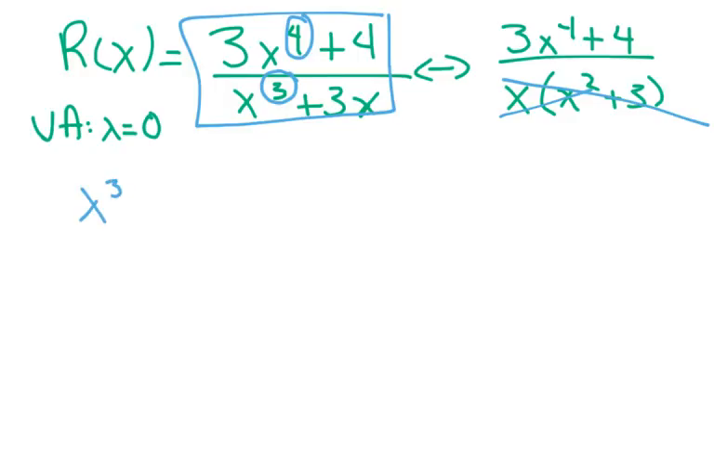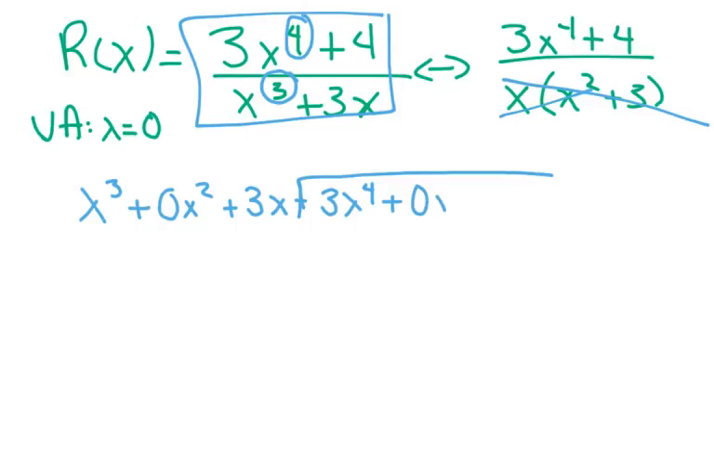So it's x cubed plus 0x squared plus 3x plus 0, if you will. I don't even think we need that, so I'm going to just leave it like that. Divides 3x to the 4th plus 0x cubed plus 0x squared plus 0x plus 4. And basically, we are going to get a linear equation. Once we have the linear equation, we can stop, because that's our slant asymptote or our oblique asymptote.